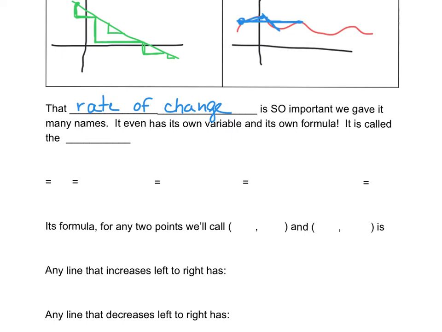And that rate of change is so important in mathematics. We gave it a name. We gave it a lot of different names. It even has its own variable, its own formula. That rate of change of that line is called the slope. And we have lots of different ways that we refer to the slope. We call it the slope.